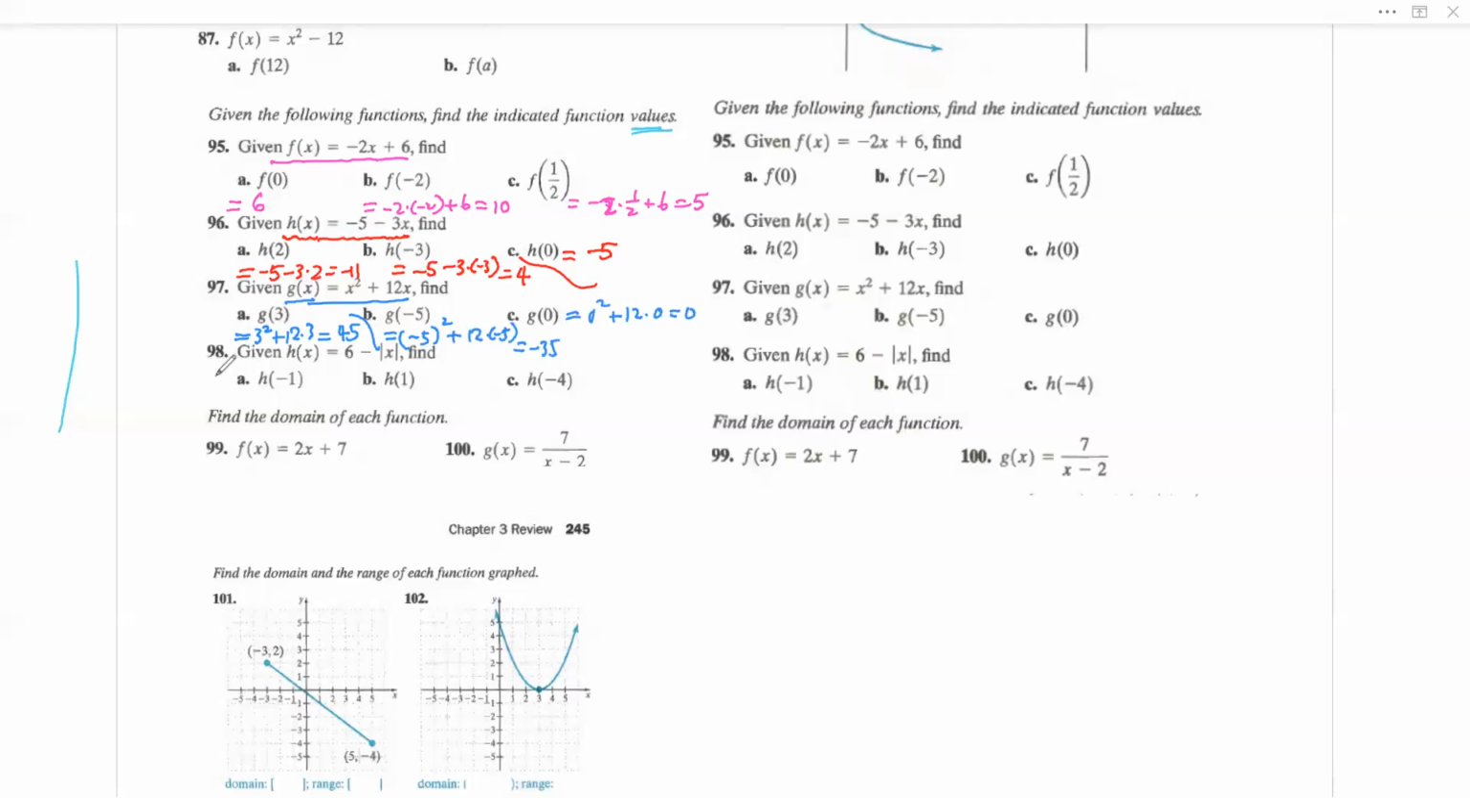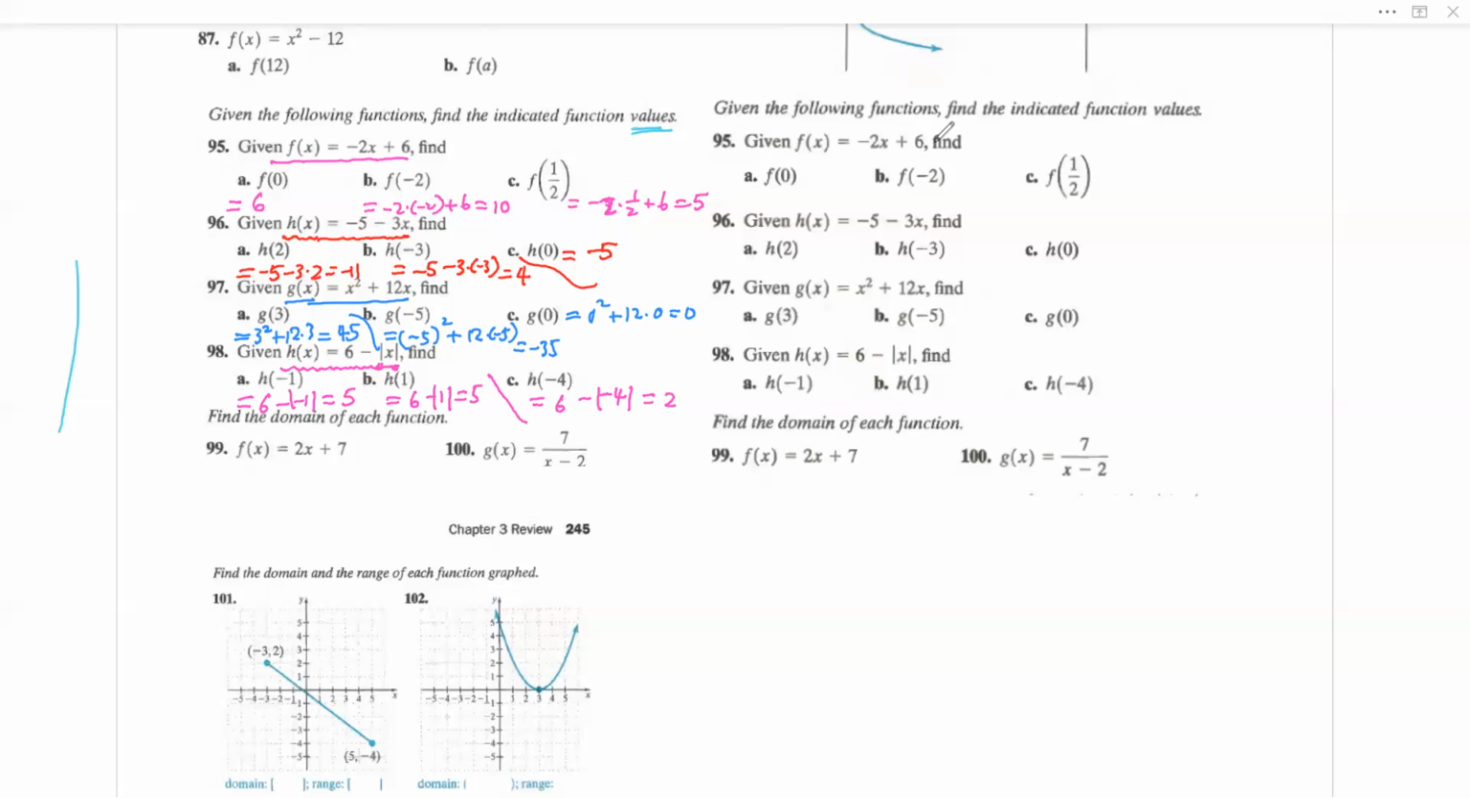All right, let's move on. 98, h(x) equals 6 minus the absolute value of x. So h(-1) means 6 minus the absolute value of negative 1, which is 1, so you get 6 minus 1, you get 5. The second part, h(1): 6 minus the absolute value of 1, also 5, right? Then x is negative 4, so 6 minus the absolute value of negative 4, so 6 minus 4, you get 2.